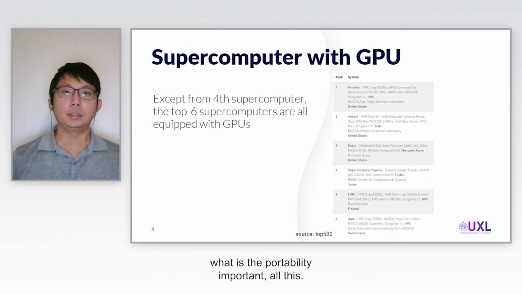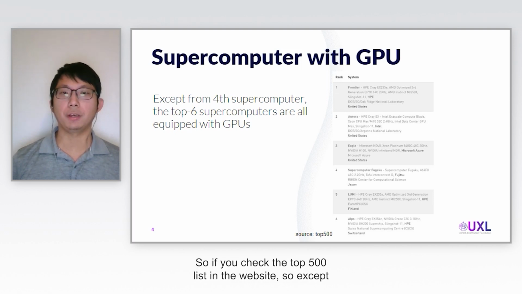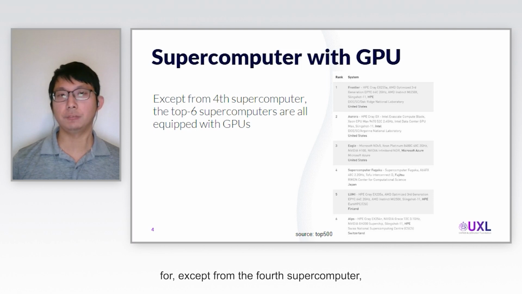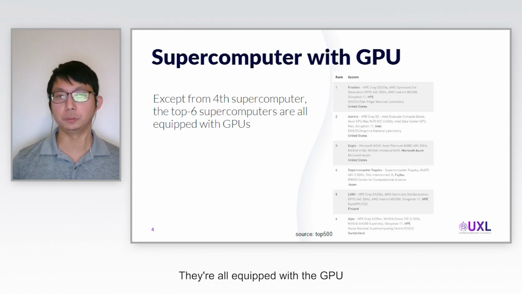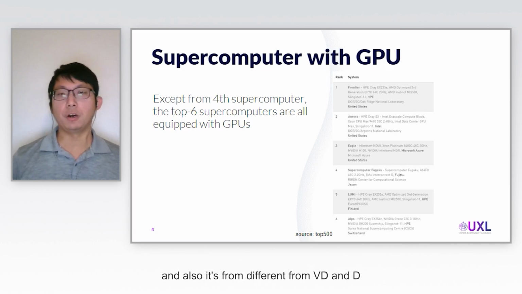So why is portability important nowadays? If you check the TOP500 list on the website, except for the fourth supercomputer, Fugaku, which uses an ARM system, all supercomputers in the top 6 are equipped with GPUs, and from different vendors: NVIDIA, AMD, and also Intel GPU.